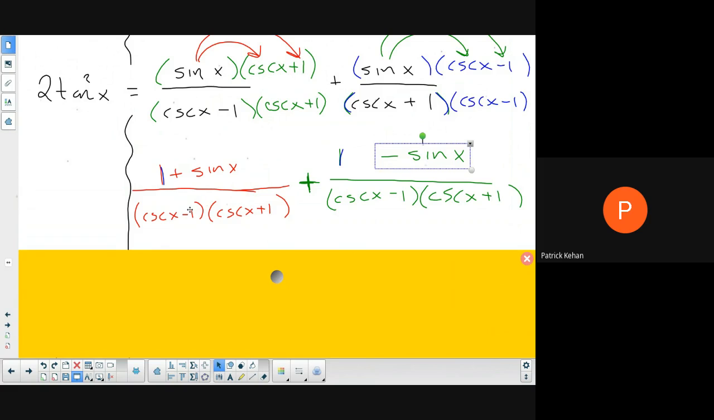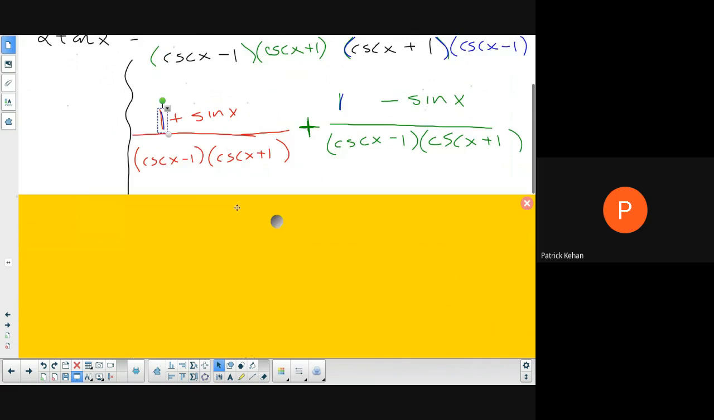Now that I have common denominators for both of these fractions, I'm going to add them. Now be careful. If this was a subtraction, you would need to distribute the subtraction to both terms. That's a critical mistake if we forget to do that. However, in this case, we're adding, so we're just going to add the numerators together. So I have like terms: 1 plus 1 is 2, and then sine x plus negative sine x is 0. So now I'm left with a 2 in the numerator, and then my denominator down here.